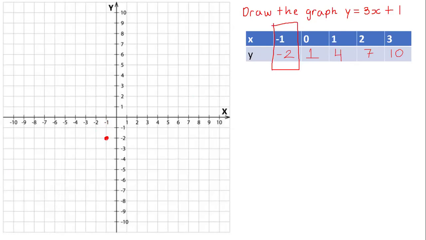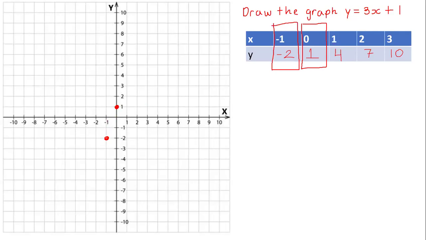So -1, -2. Good. The next point is going to be what? 0, 1. Very good. So 0, 1 is right there. That's going to be 0, 1.